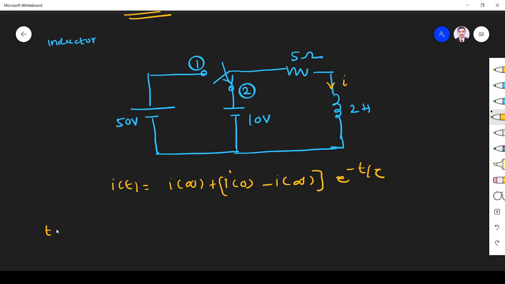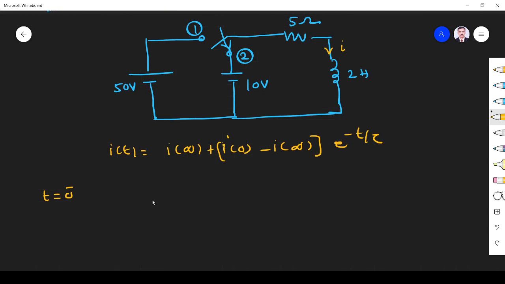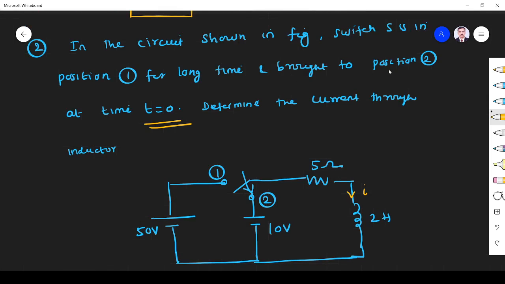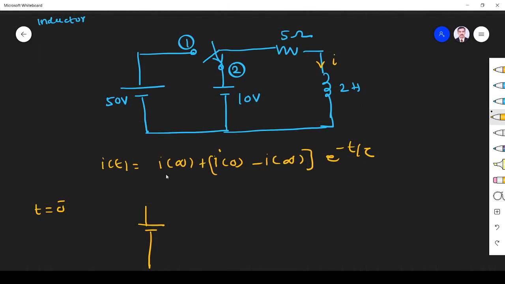First condition, when t is equal to 0 minus, that is before the switch is changed at t is equal to 0. When I draw t is equal to 0 minus, what will be the condition? The circuit will be like this. As per the problem, the switch is brought to position 2 at t is equal to 0. So before t is equal to 0, the switch is in position 1. So the circuit will be like this.